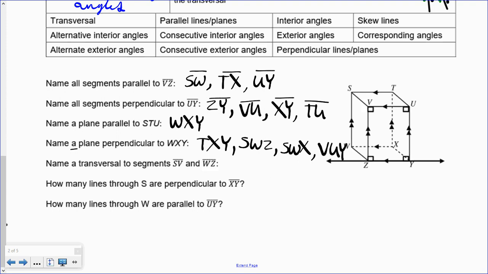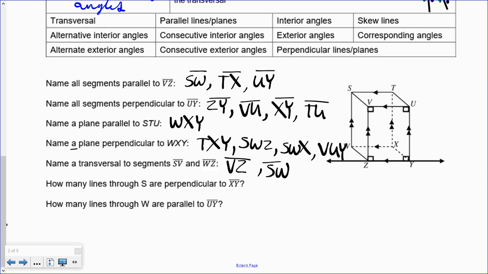All right, what's a transversal to segments SV and WZ? Remember, the transversal is any line that's going to cross 2 or more others. So what's a transversal to those 2? VZ? That could be one. Is there another option? SW. Yeah, SW. A transversal is any line that's going to intersect or cross 2 others. So the 2 lines I'm specifying are SV and WZ. A line that touches both of them are those 2 sides right here, SW and VZ.